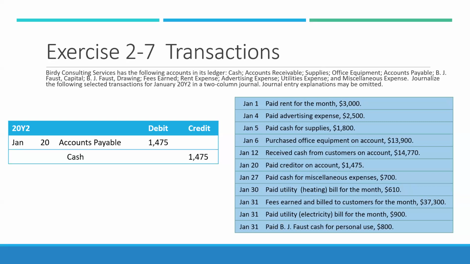And then paying the creditor on account, accounts payable would be the debit, and then cash would be the credit. Notice the on account. The on account is the main keyword there to look out for. Paid cash for miscellaneous expense, right? So cash is going to decrease, and then miscellaneous expense is going to increase, and so that would be our debit, cash would be the credit.